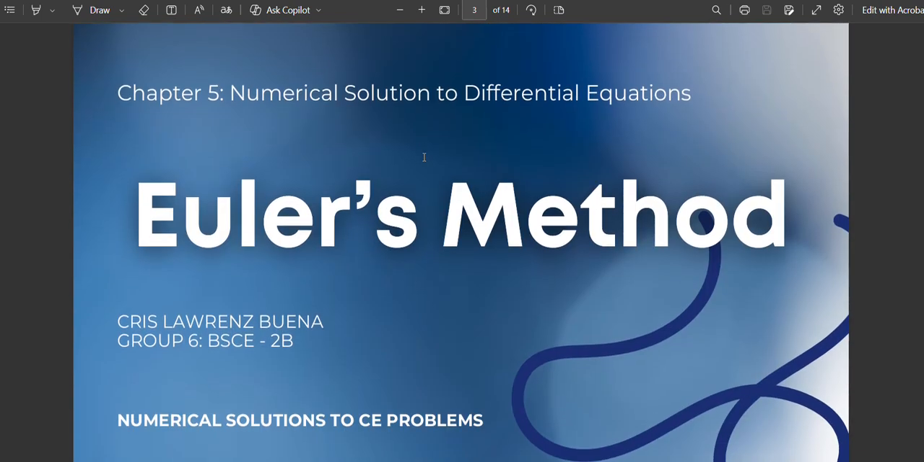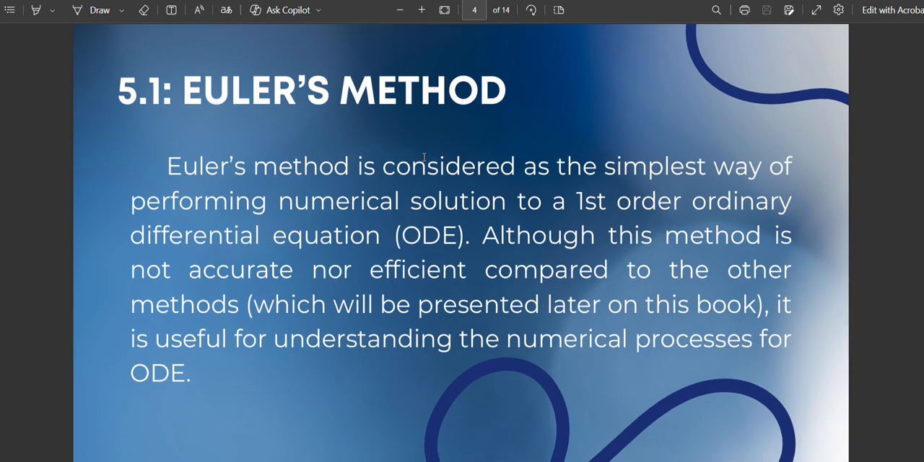So what is Euler's method? Euler's method is considered the simplest way of performing numerical solution to a first-order ordinary differential equation, or ODE. Although this method is not accurate nor efficient compared to other methods, it is useful for understanding the numerical process for ODE. So this is the simplest way of finding the value of x or y of a differential equation.